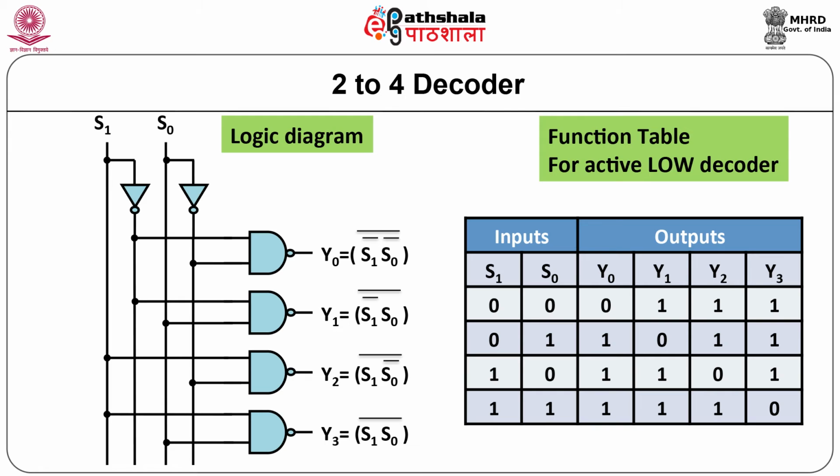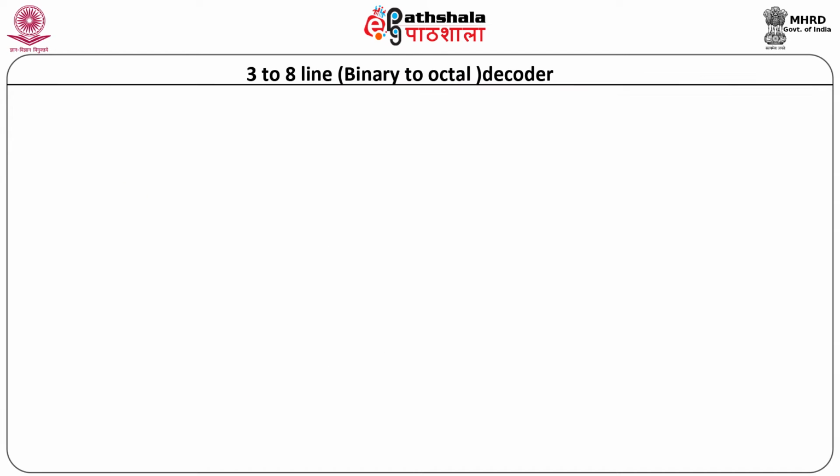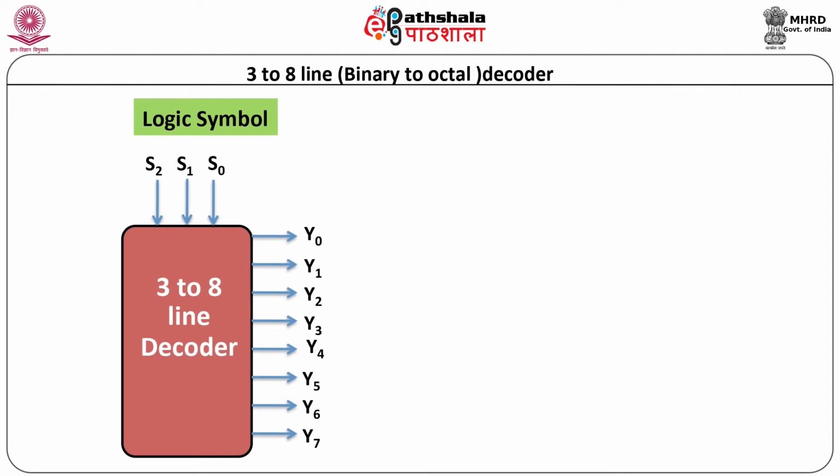Many decoders have one enable input to enable the decoding action. When enable input is low, the decoding action is activated. Otherwise, decoding action is disabled. Let us now study another decoder, that is 3 to 8 line decoder. It is also known as binary to octal decoder.